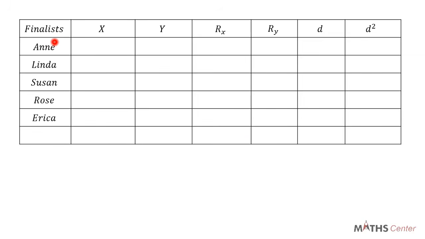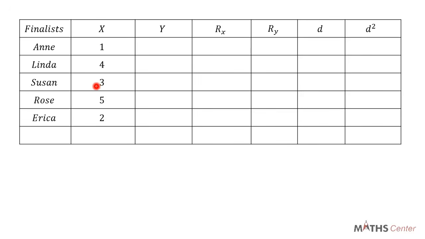We will draw a table with 7 columns. In the first column, we will list the finalists. We have Anne, Linda, Susan, Rose, and Erica. The second column will be for X. So this will contain the scores for Judge X. And the third column will be for Y. That will contain the scores for Judge Y. Rx will be the rankings for the X values. And then Ry will be the rankings for the Y values. D will be the difference between Rx and Ry. And D squared will be the square of the D values.